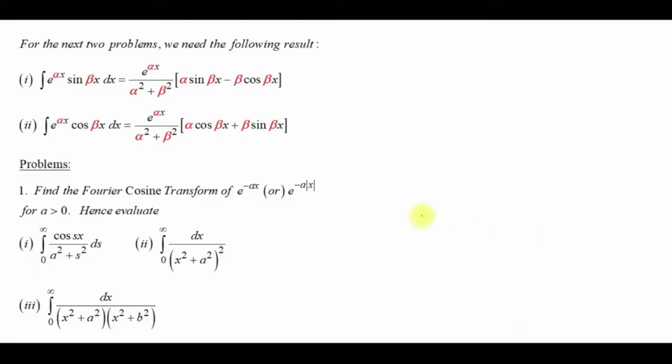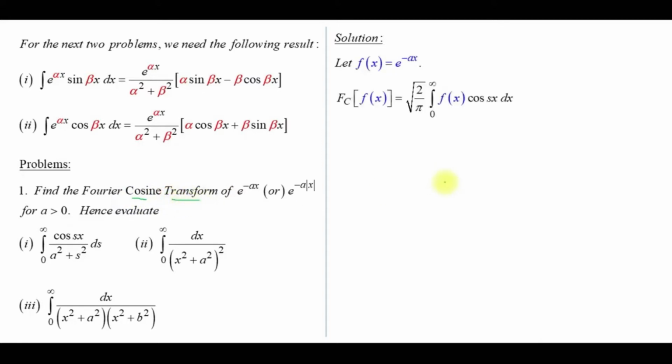First we have to find the Fourier cosine transform of e power minus ax. So we take this as f of x. Let f of x equal e power minus ax. What is the Fourier cosine transform formula? The Fourier cosine transform of f of x equals square root of 2 by pi, integral 0 to infinity f of x cos sx into dx.